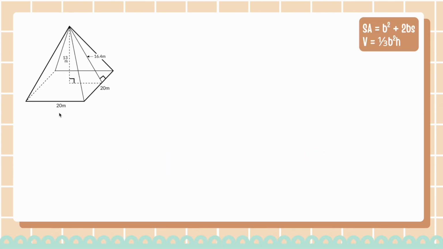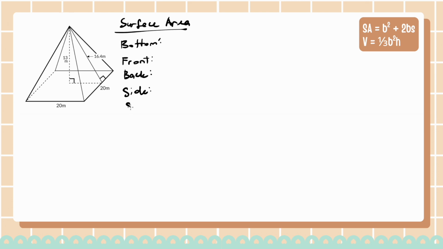All right, let's try again with a different square pyramid. Again, I'm going to start off with surface area. For my surface area, I'm going to start by labeling my sides. So I see I have a bottom. I also have this front and back triangles, which are going to be the same. So front, back. I also have these 2 triangles on the side, also the same thing. Side and then side.